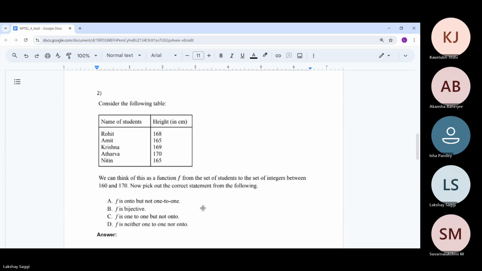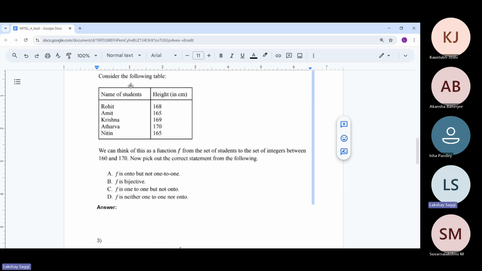Yeah. So second question says, consider the following table, and there is a table given to us, the name of students and their heights. And now we can think of this as a function f from the set of students to the set of integers between 160 and 170. What we are actually given is that we have to think of this table as a function f from the set of students to the set of integers.